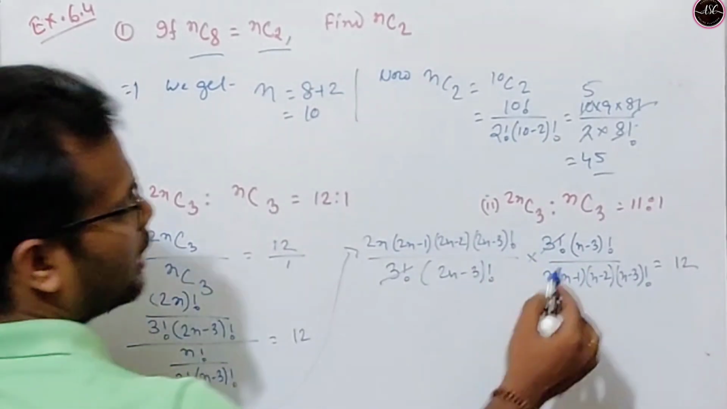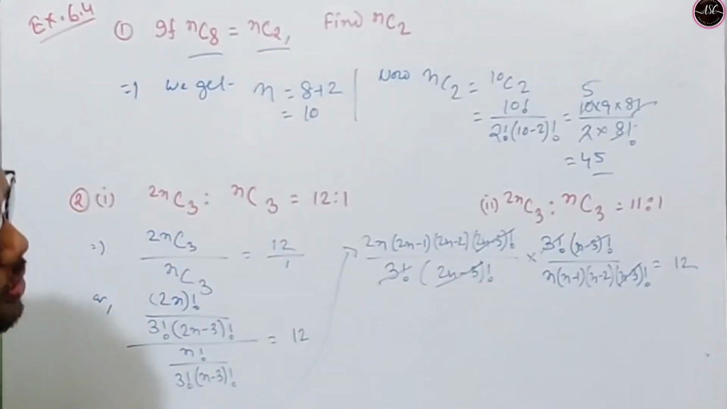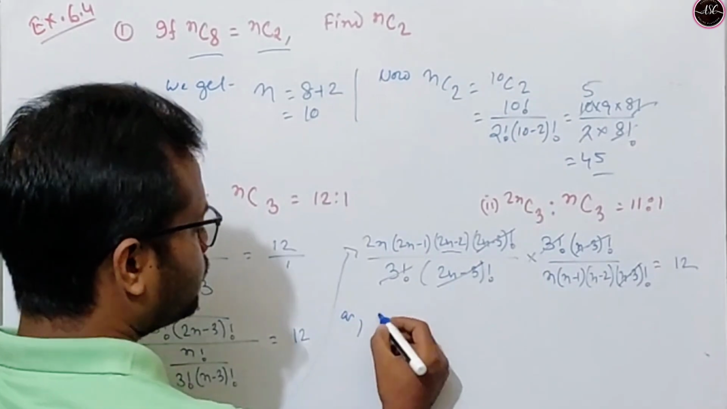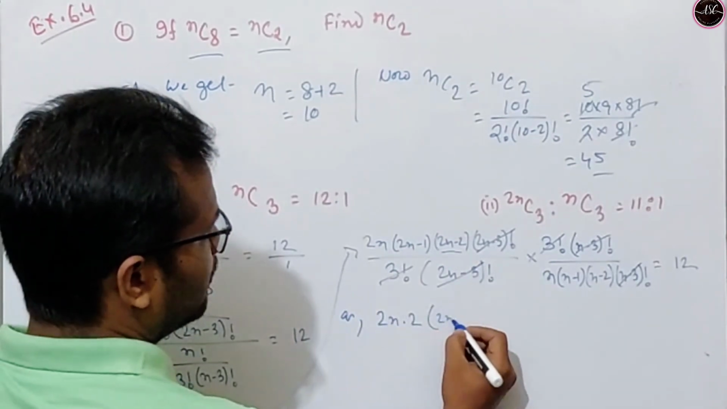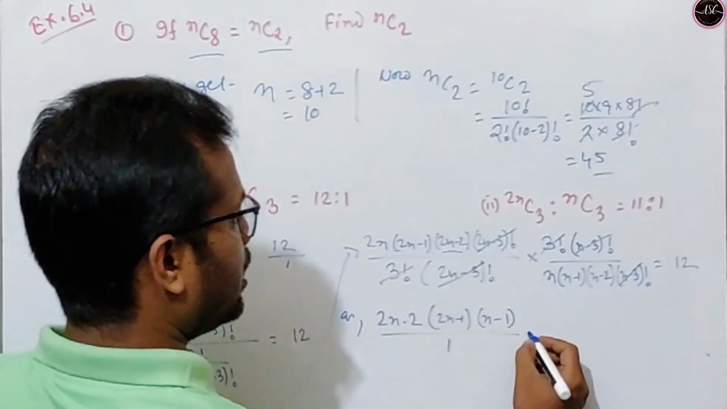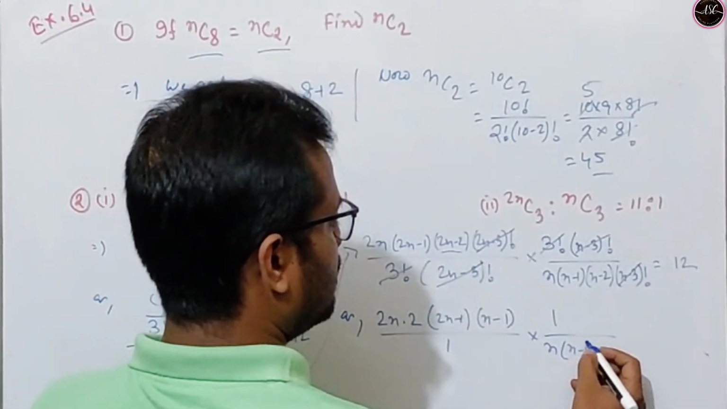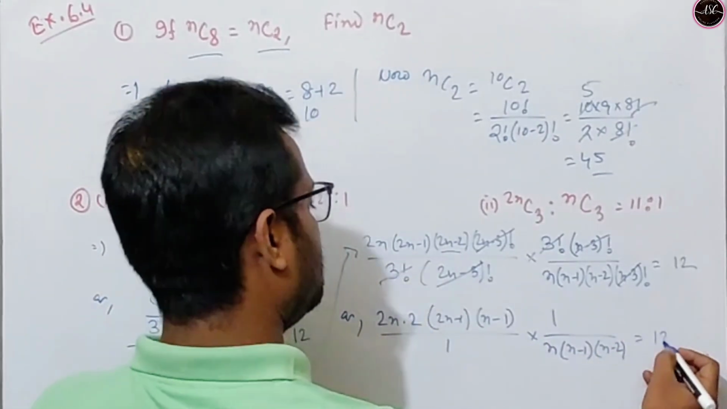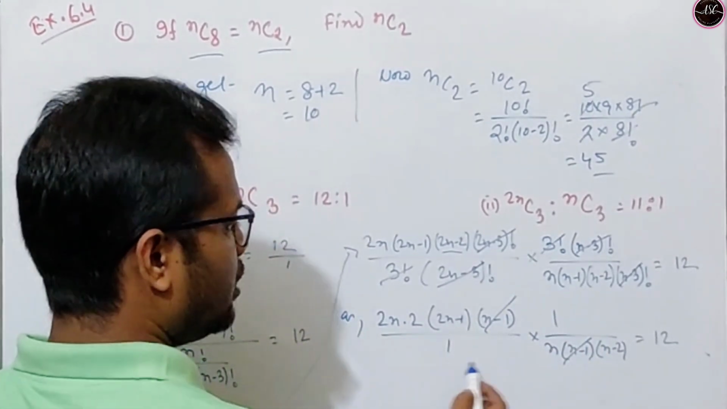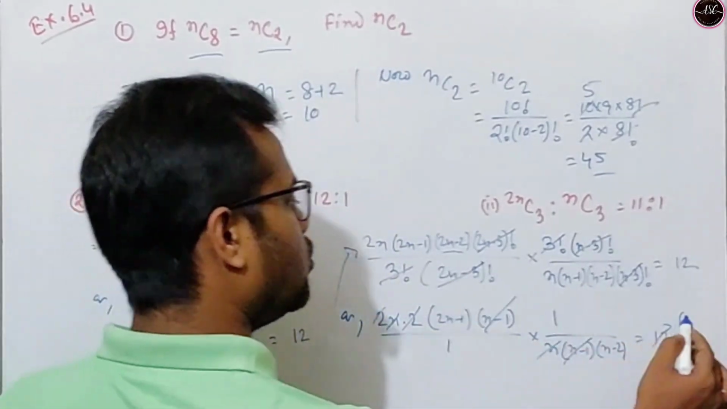3 factorial, here n minus 3 factorial, n minus 3 factorial will be cancelled out. Here 2n minus 3 factorial, 2n minus 3 factorial will be cancelled out. And here just look, if we take common 2, there will be n minus 1, or 2n into 2, then 2n minus 1 into n minus 1 divided by 1 into here 1 by n into n minus 1 into n minus 2 equal to 12. Just cancel out n minus 1, n minus 1. Okay, and here n also be cancelled out, and here just cancel out this 6, and here 2 will be 3.